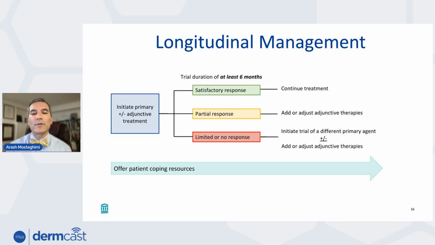If there's limited or no response after 6 months, this is when you want to switch to another JAK inhibitor. But that 6 months is a minimum. If you see movement, 6 to 9 months is totally fine to wait. Some patients are just slow.